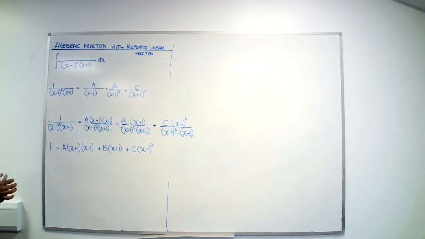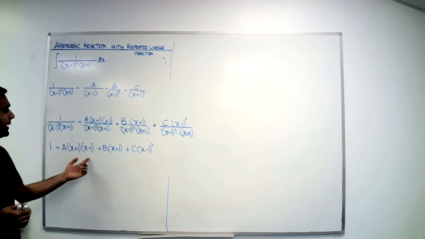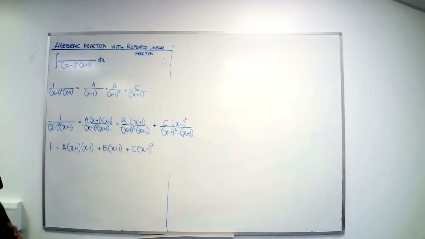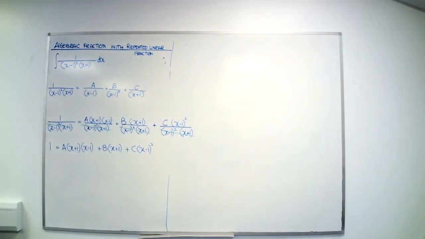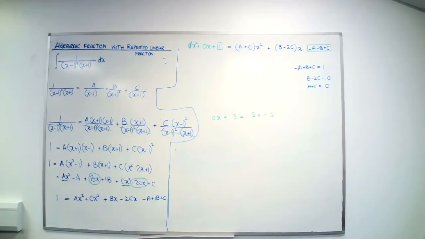Okay, now different ways of doing it. I'm going to do the matching the coefficient way. There's another way as well, but let's do matching the coefficient way. First, you need to actually multiply all these bits. Let me just do it quickly.